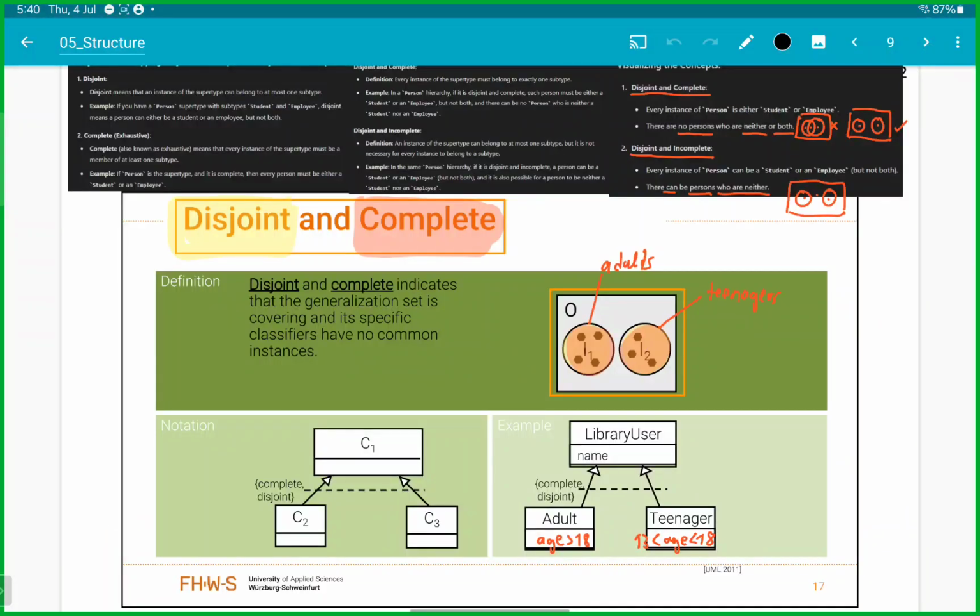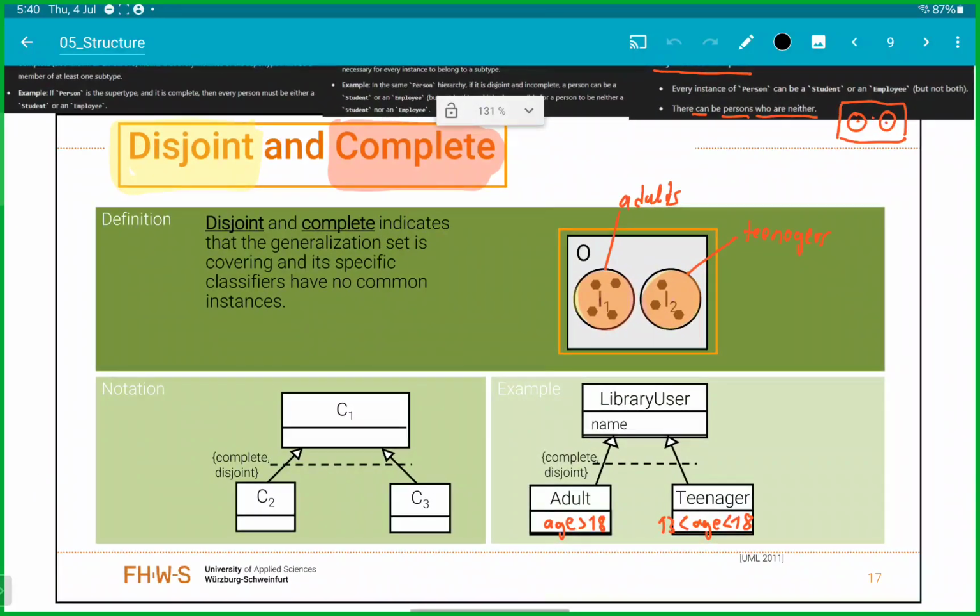So what is disjoint and complete? Disjoint means that, let's say, look at it, you have a superclass, which is the square box itself, and inside the square box of a superclass, we have two subclasses, or two circles, and these two circles do not overlap. So therefore, they are disjoint, or also known as non-overlapping.